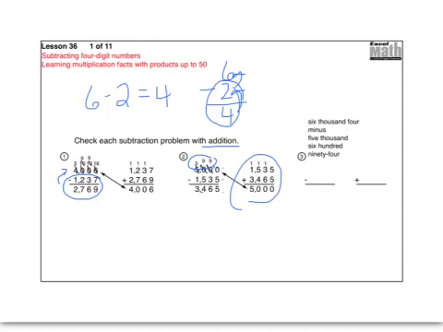This is called the box trick. So we're going to do 4006 minus 1237 using the box trick. Okay, there's our problem. 4006 minus 1237. First of all, you need to understand a little concept here.